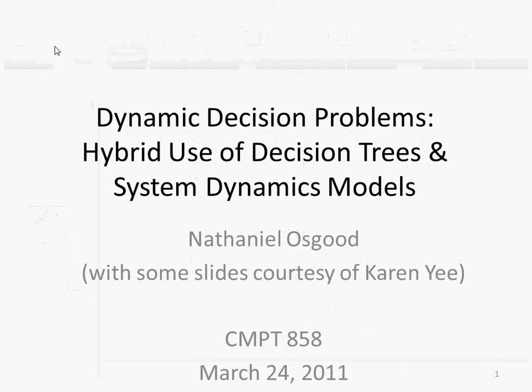So we're going to be talking today about the hybrid use of decision trees and system dynamics models, which is going to be the particular example I've drawn on, but it carries over to other sorts of simulation models, all three types we've seen: system dynamics, agent-based, and discrete event simulation.